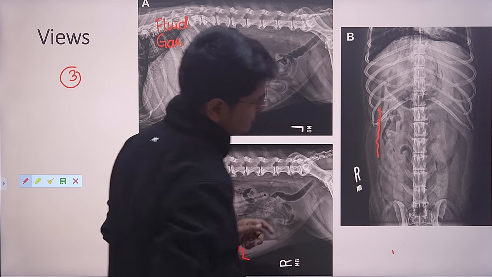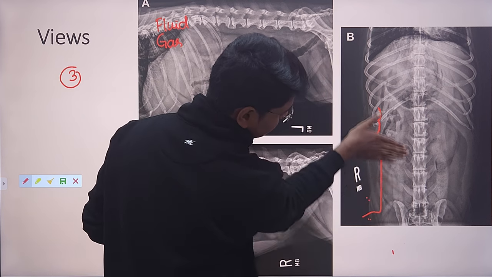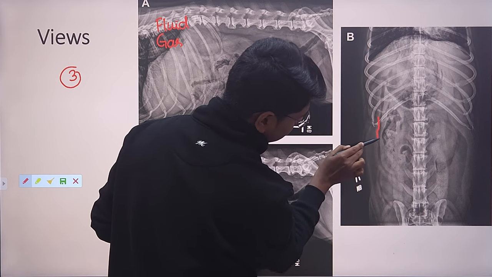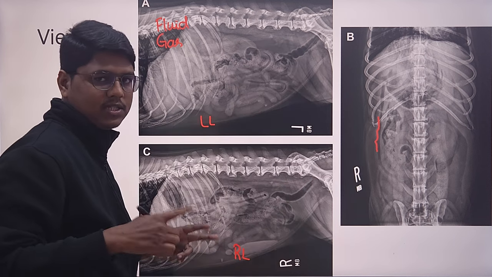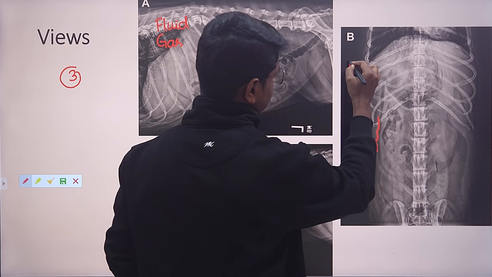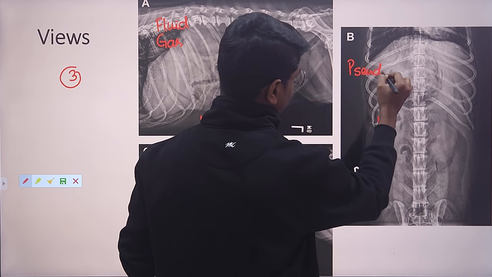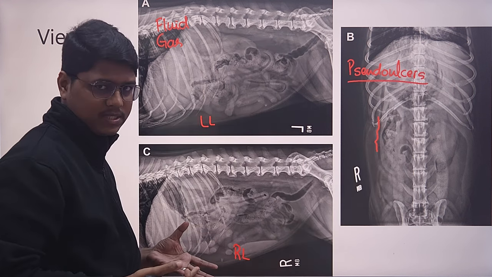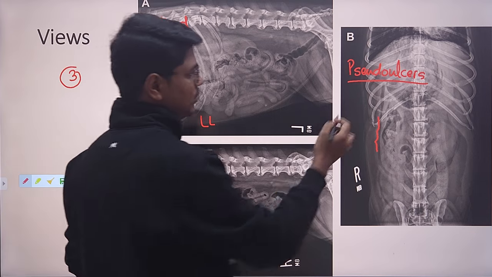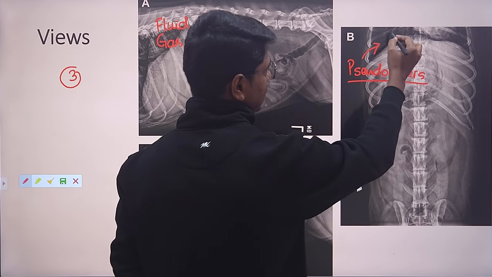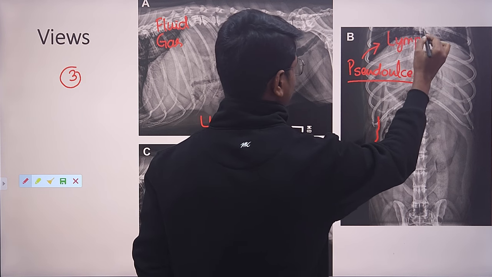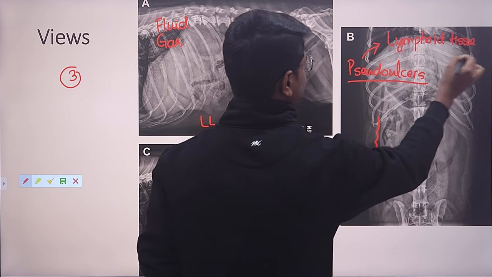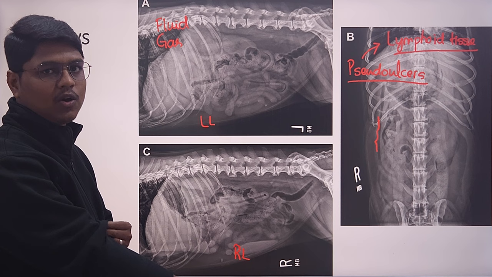depressions? Let me erase this one so that you can appreciate it. Can you see the concave depressions? These are known as pseudo ulcers. I will discuss what pseudo ulcers are. These pseudo ulcers, which are a normal finding in dogs, are evident when there is gas present. They are basically due to lymphoid tissue accumulation. These are normal findings that can be seen when there is gas present or some contrast is there.